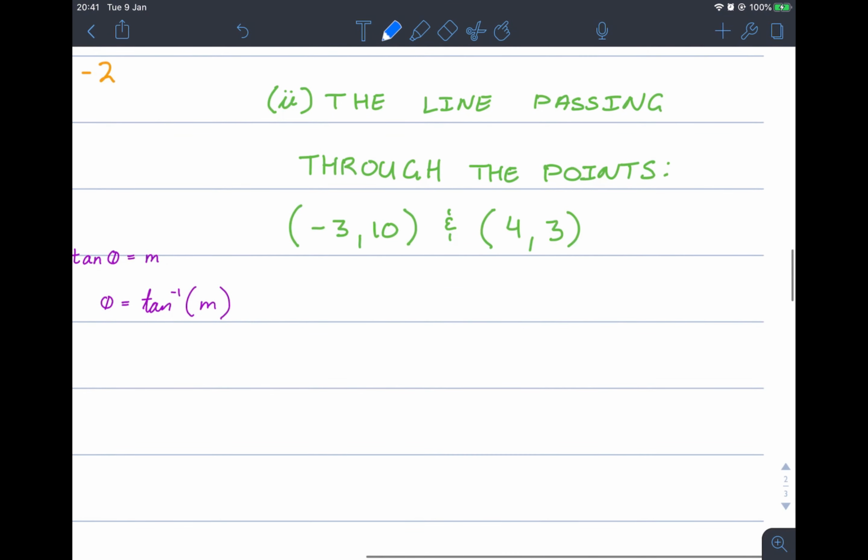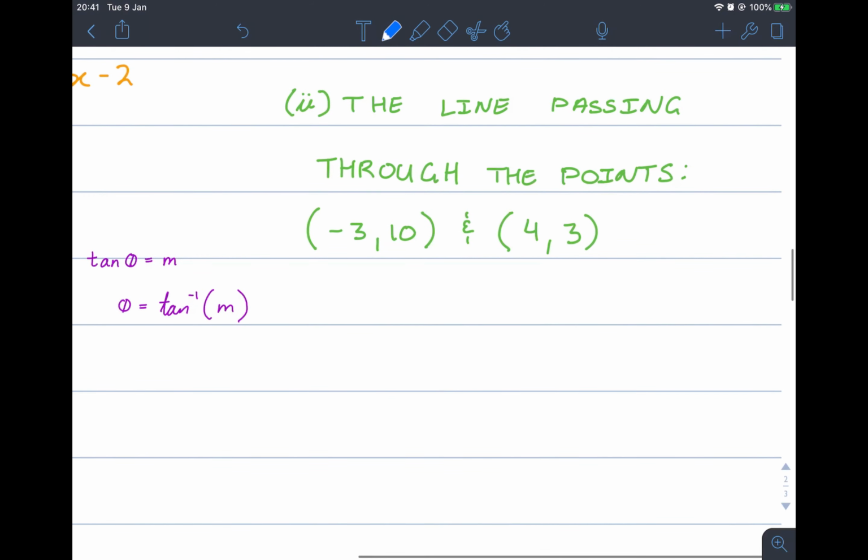Here we go. So once again, in order to calculate this angle, we need the gradient. So let's calculate the gradient between these 2 points first. So m is equal to, let's make this y2, 10 minus y1, which is 3, over x2 minus x1. This will give us 7 over negative 7, which equals to negative 1.